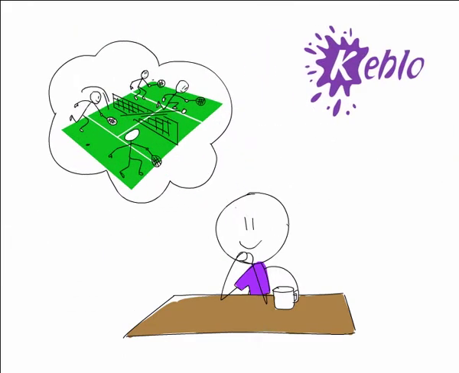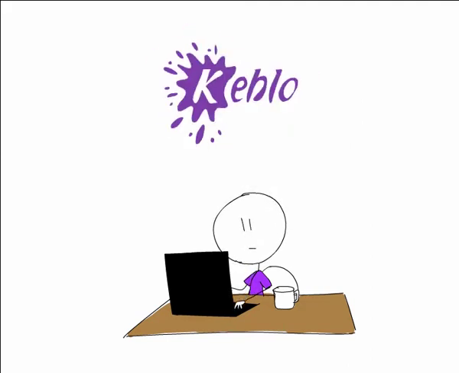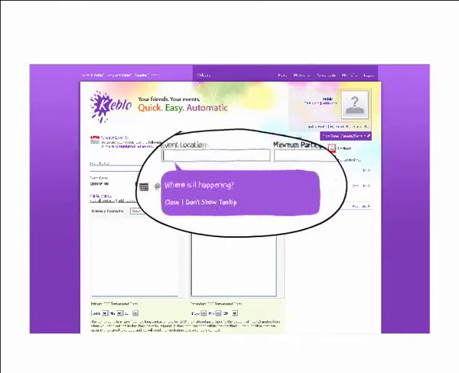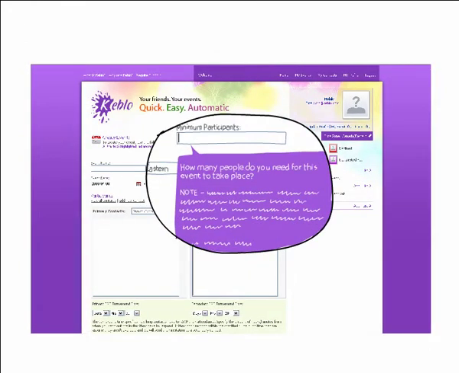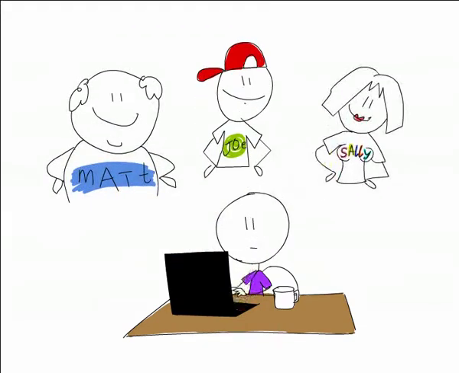Let's say Kevin wants to play doubles tennis this evening at 6:30, but he's at work all day and doesn't have the time to ask around and see who's available. Kevin uses Kehlo instead. He creates an event, specifies a location, and the amount of people he needs. Then, Kevin sets up Kehlo to invite the 3 people he plays doubles with the most: Matt, Joe, and Sally.